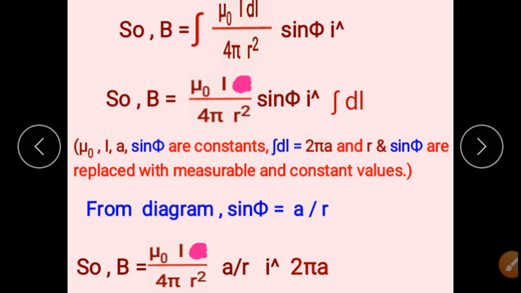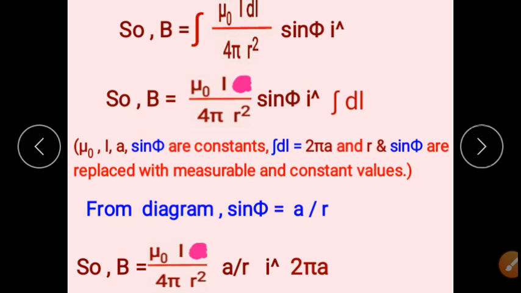So, what is integral dl? dl is a small length of the circular loop. Therefore, integral dl means the result we obtained after adding all the small current elements. Then if you add all the lengths of the small current elements, what will you get? The perimeter of the circle, that is 2 pi a. Therefore, integral dl is equal to 2 pi a.